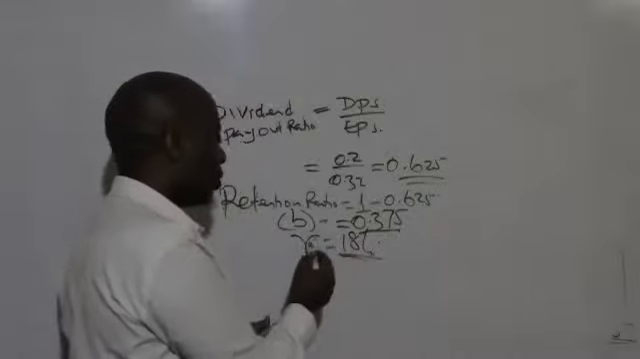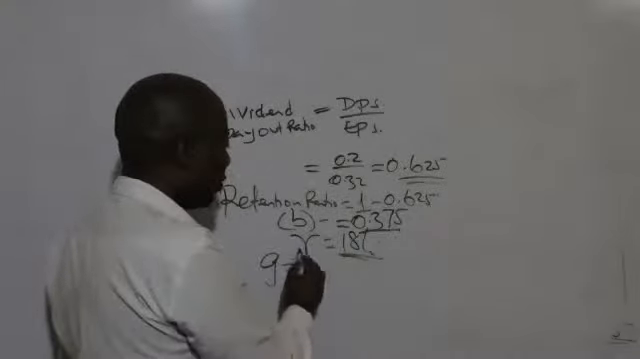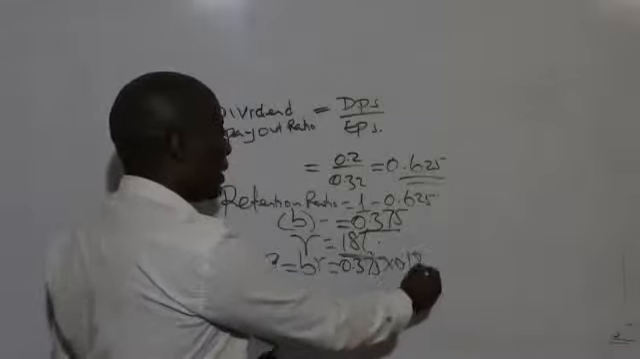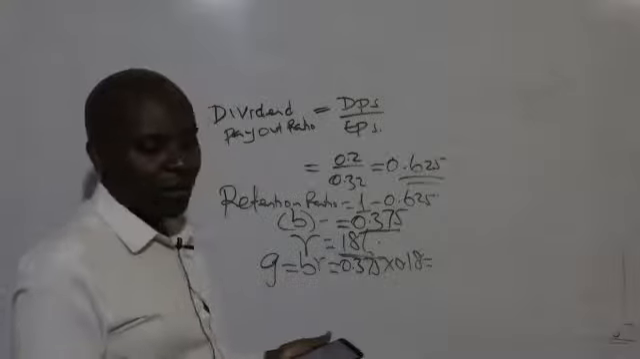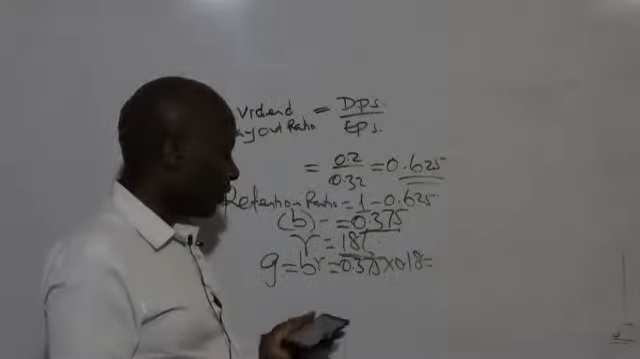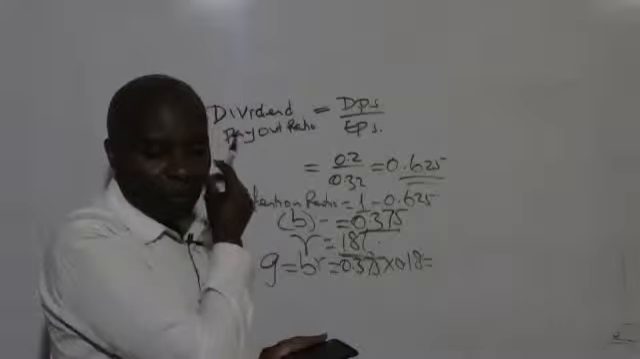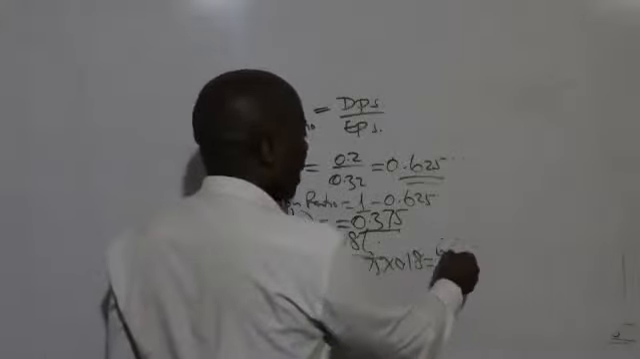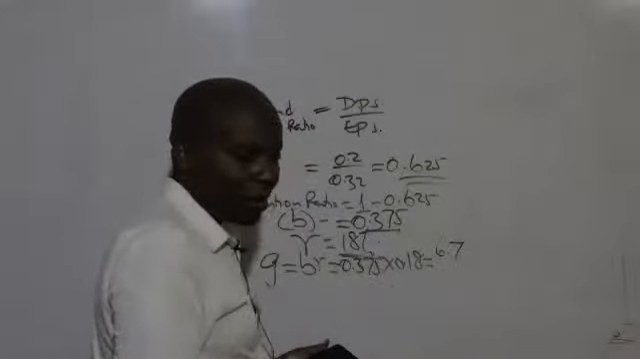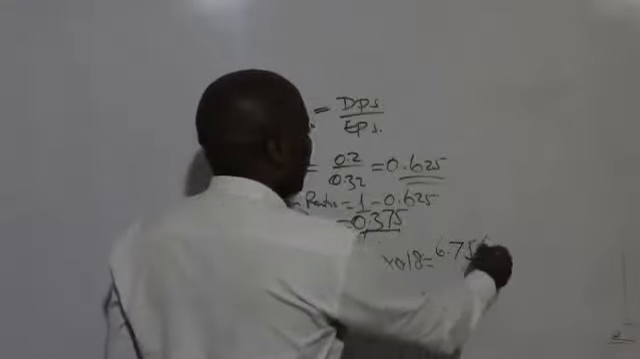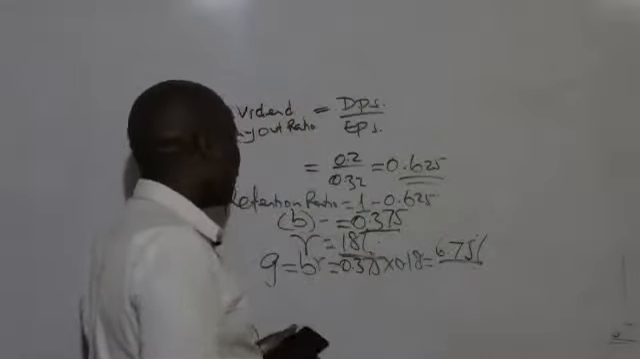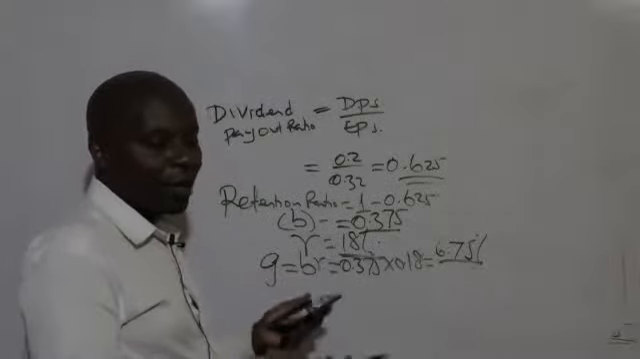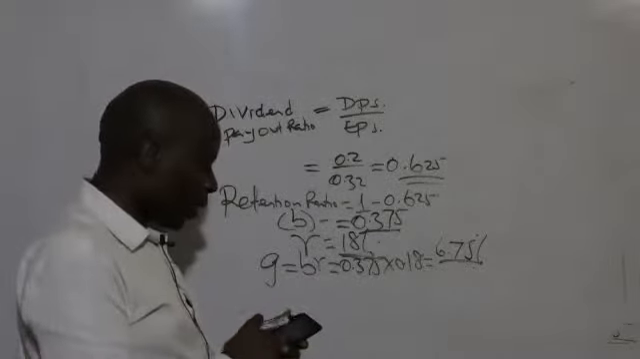Now, once you give me the R, then I'll be able to give you the G. I know G is PR. So G is 0.375 multiplied by 0.18. Go ahead and give us an answer. So 0.375 times 0.18. 6.75%. Now, ladies and gentlemen, the moment I have these as my retention ratio, then everything else boils down to our calculations.